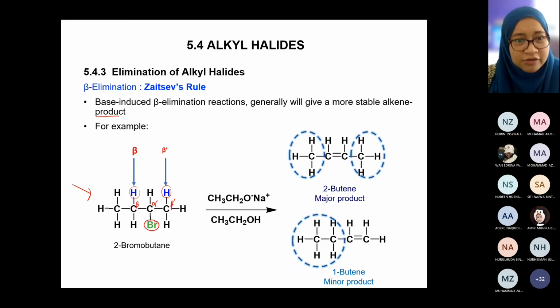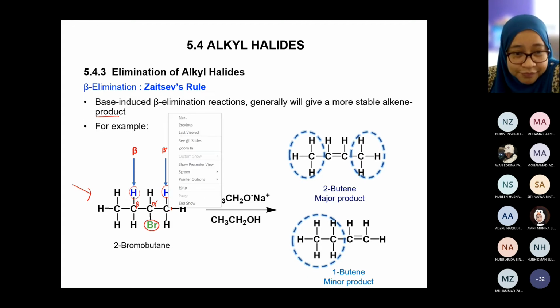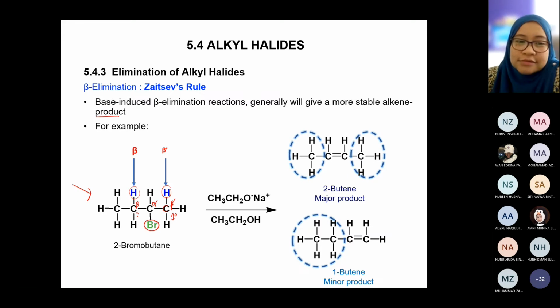Cara dia sama, you identify. Okay, you check on this bromine lah. On this bromine, on this beta carbon. Okay, this carbon. Apa? Dia primary kan? How about this carbon, guys? This is secondary kan? Maksudnya this carbon is more substituted.